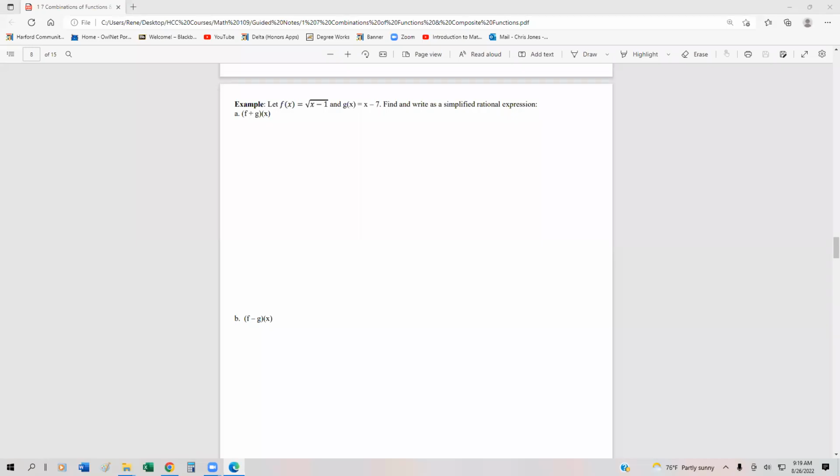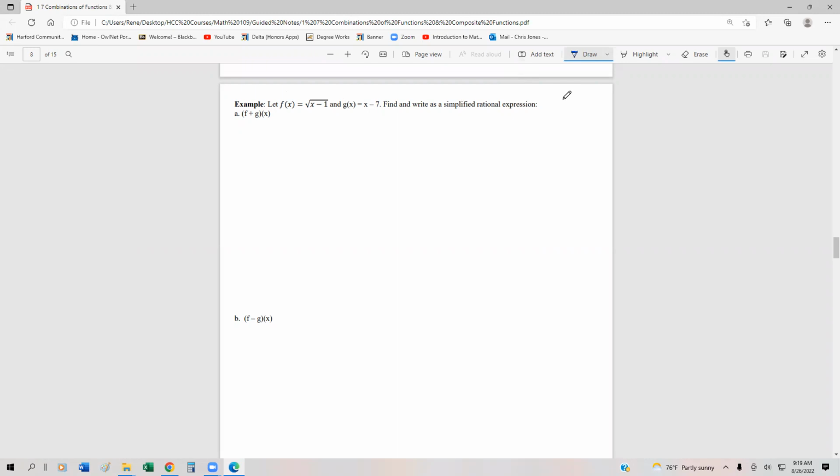Some final examples of being able to perform operations on functions and then also find the domain. We have these functions f of x is equal to root x minus 1, and g of x is x minus 7. We're going to add, subtract, multiply, and divide, but first we should find the domains of each of these.